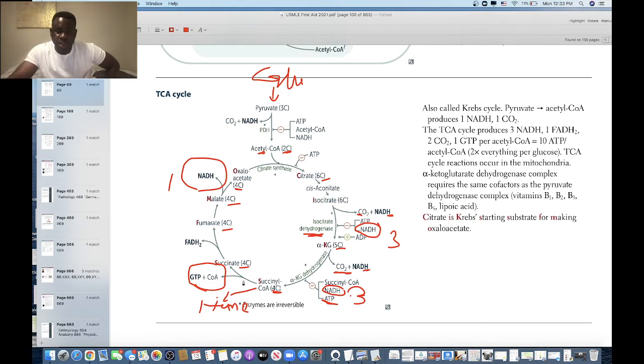Now, the GTP, they also like to ask where it is made. It's made from succinyl-CoA to succinate. That's where we make the GTP. So they love to ask that also. So pay attention to this. Okay, pay attention to this cycle.